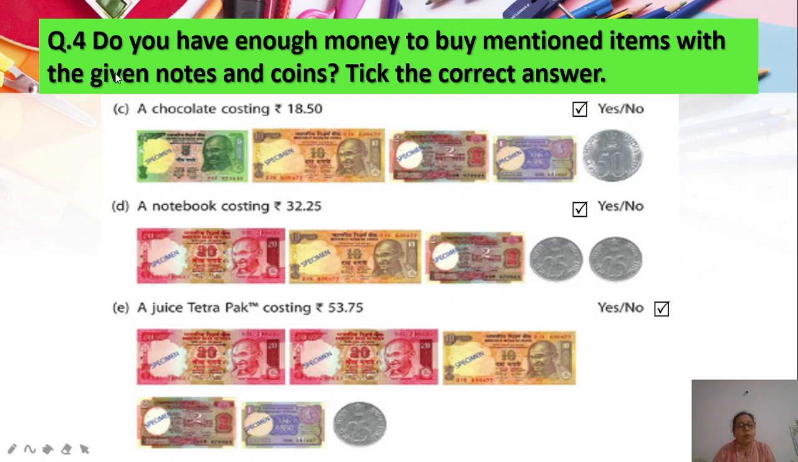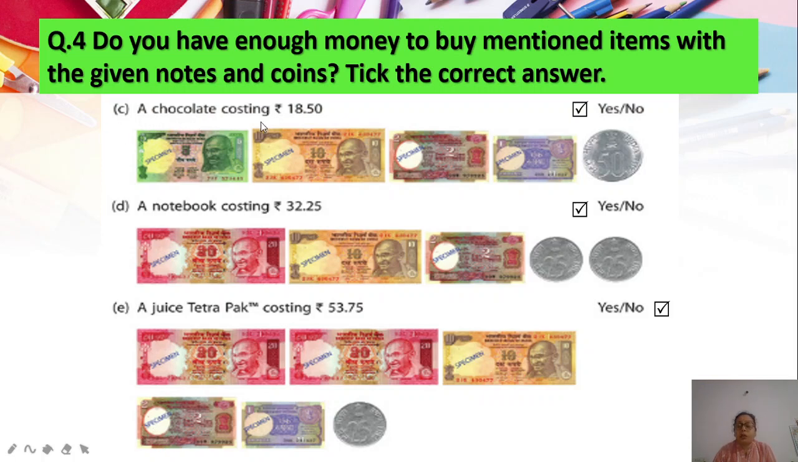Our question number 4 is saying, do you have enough money to buy the mentioned items with the given notes and coins? If we have the given amount, we can tick on yes, and if we don't have, we will tick on no. Just look at C question.